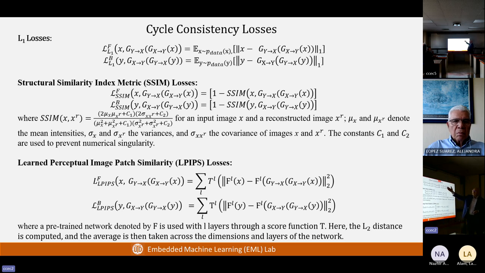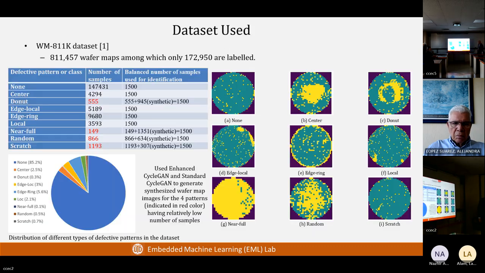What you see here, the L1 losses, is the standard CycleGAN. These are the two additional similarity metrics or losses that we added to a standard CycleGAN. This is the database we use. It's a very popular database.